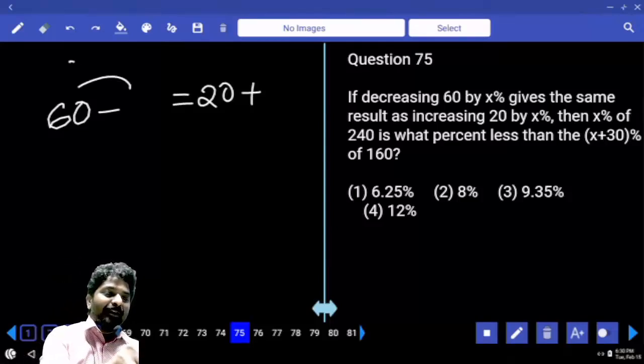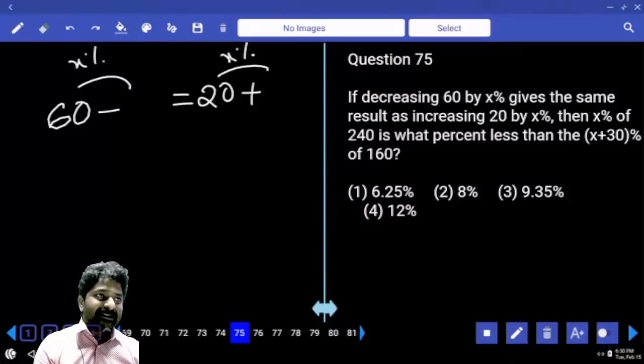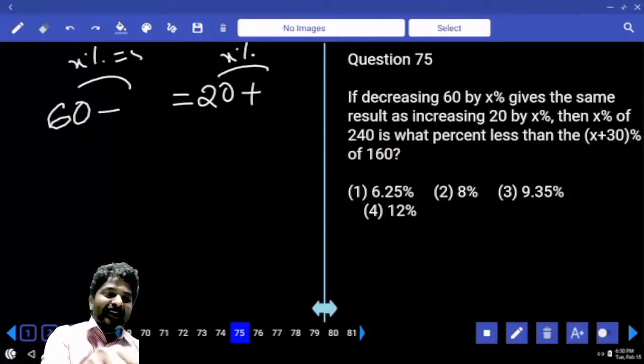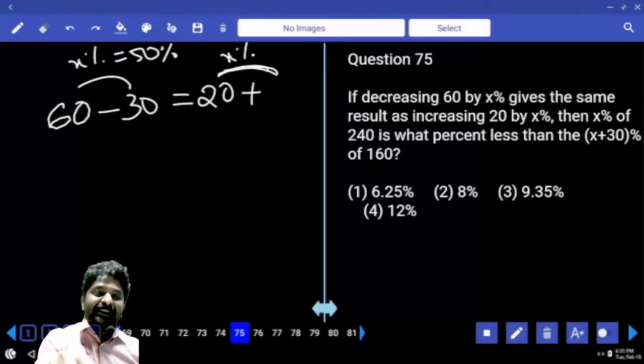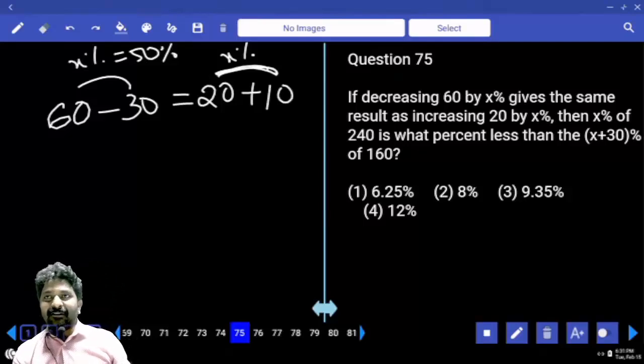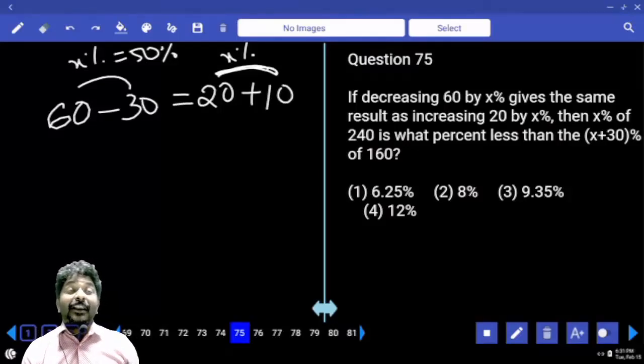So on this we have to calculate x% and on this also we are supposed to calculate x%. Are you getting my point? So just go for an assumption, if x is equal to 50%. 50% of 60, how much is that? 30. What is 50% of 20? Is the left hand side value and the right hand side value both the same for the value of x equal to 50? Right.